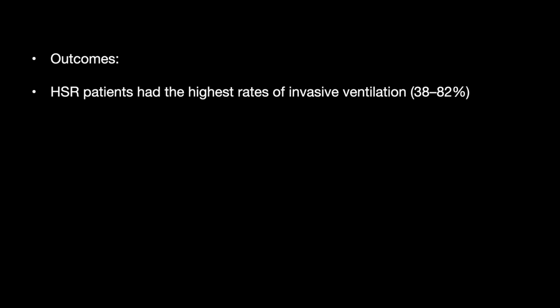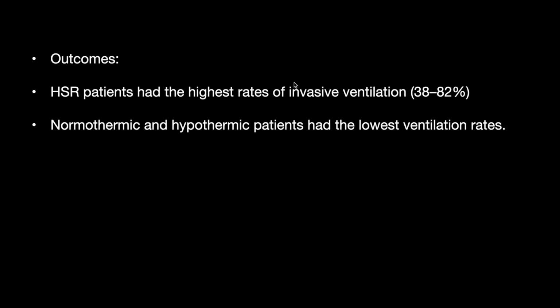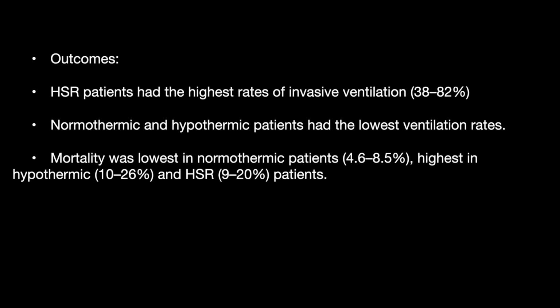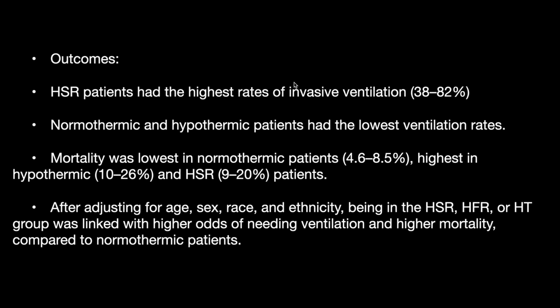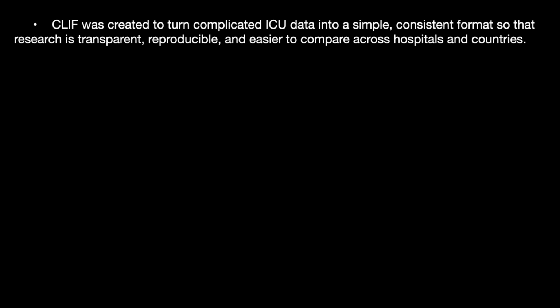So for outcomes, in slow responders, the highest rate of invasive ventilation was seen. Normothermic and hypothermic patients had the lowest ventilation rates. Mortality was lowest with normothermic, highest with the hypothermic. Slow responders was around 20%. After adjusting for age, sex, race, and ethnicity, the slow responders, fast responders, and hypothermic patients were linked with higher odds of needing ventilation and higher mortality compared to a normothermic patient.